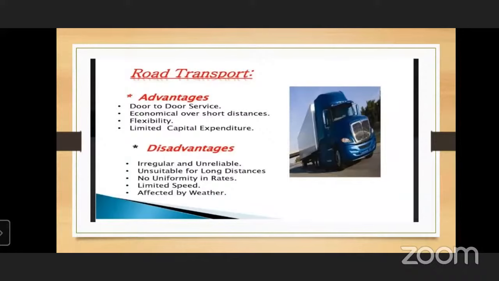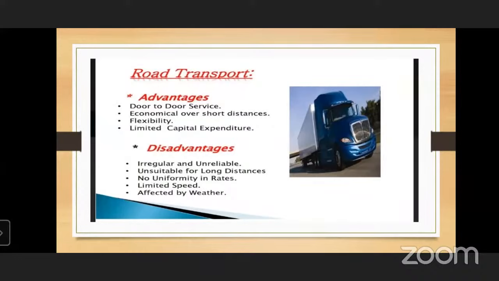So door to door service means road transports are easily available, because where the trains and aeroplanes can't reach, there we are using road transport. So that is known as door to door service. Economical over short distances. So we are using these vehicles for short distances also. When we have to shift from one place to another, at that time also we are using road transport. We are using small trucks and lorries for shifting our things from one place to another. So that is the main advantage of road transport.